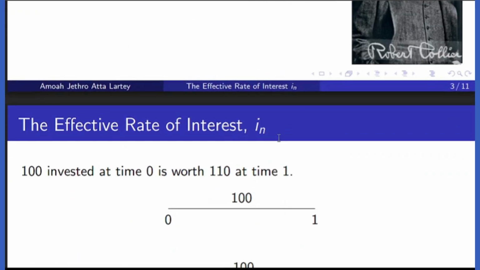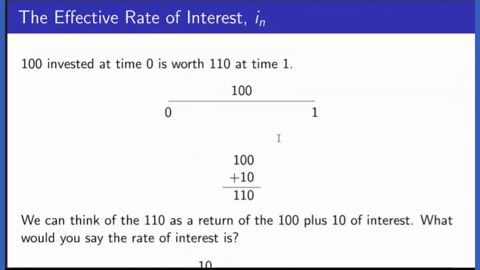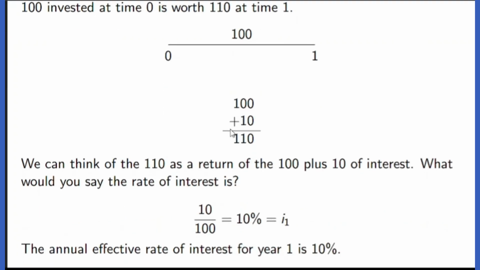The effective rate of interest. Assuming I put 100 Ghana cedis in an account, and at the end of year one I had 110 Ghana cedis. What is the amount of interest? The amount of interest becomes 10 Ghana cedis because I only invested 100 Ghana cedis. So the amount of interest becomes 10 Ghana cedis.